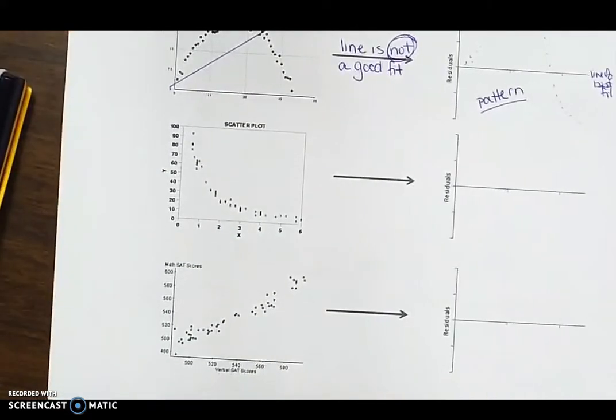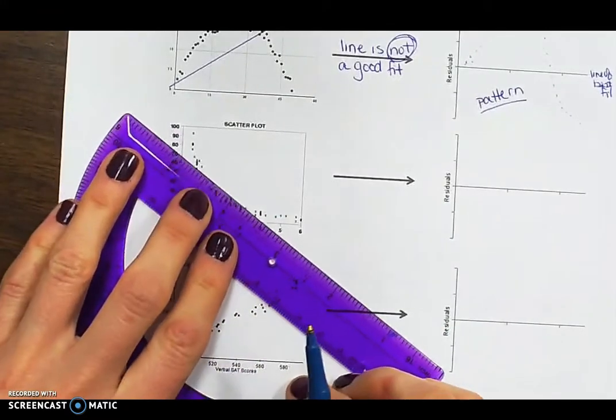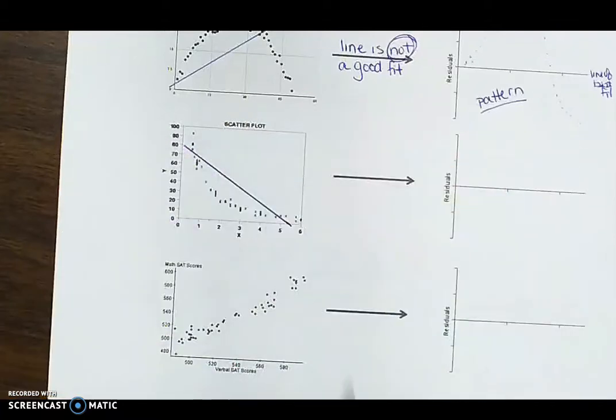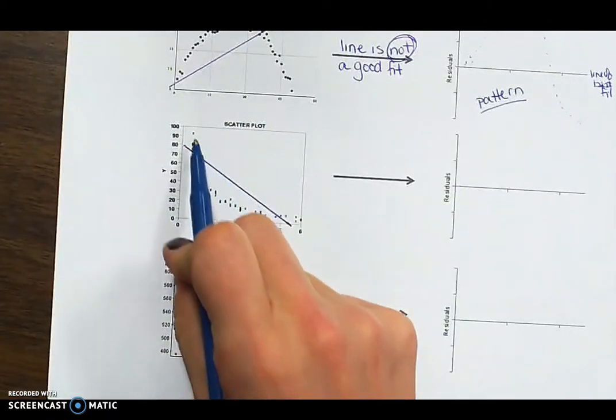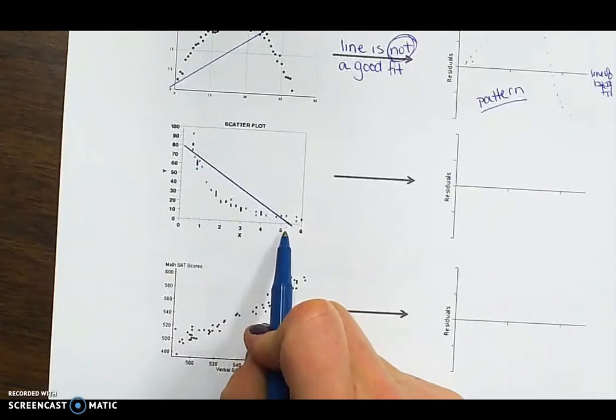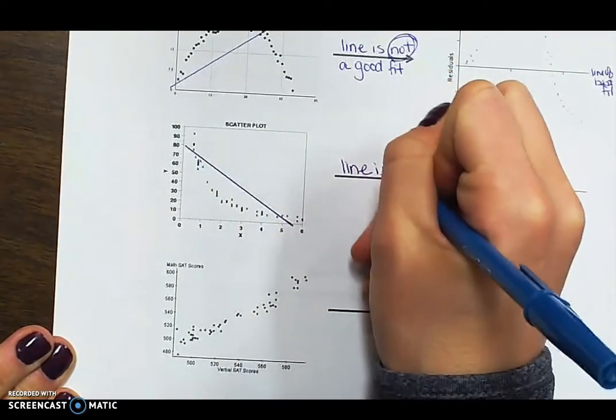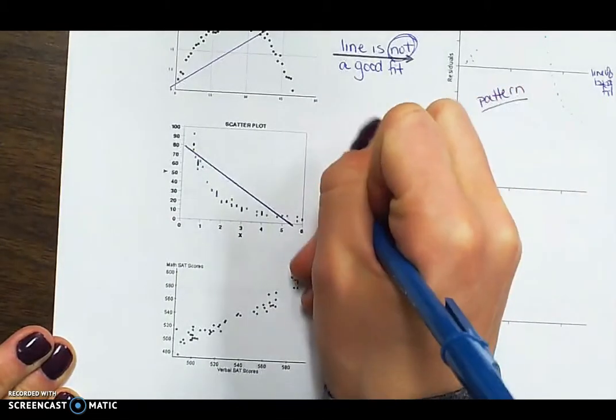Now, if I take a look at my second scatter plot, if I had to draw a line of best fit, I would probably put it somewhere around here. Now, I can tell, does this data fit the pattern of a line? No. So a line is not a good fit.